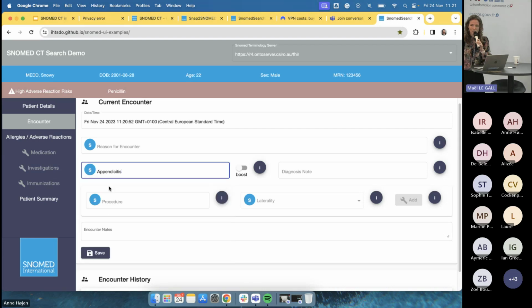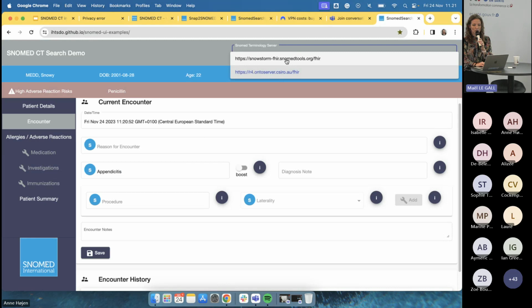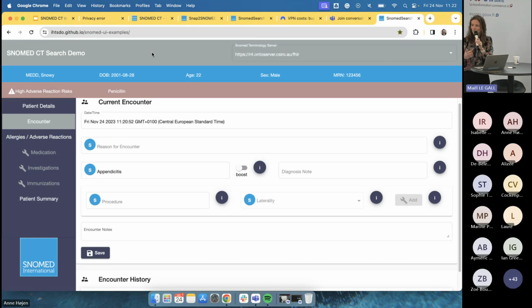And you could also see as I typed, the results showed immediately. And that's because, as you can see here, right now we use an Ontoserver terminology server. I could also swap to another terminology server. This application uses the FHIR API to do a search. And because Snowstorm and Ontoserver both support the FHIR API, it doesn't matter which one I use. It will give me the same.